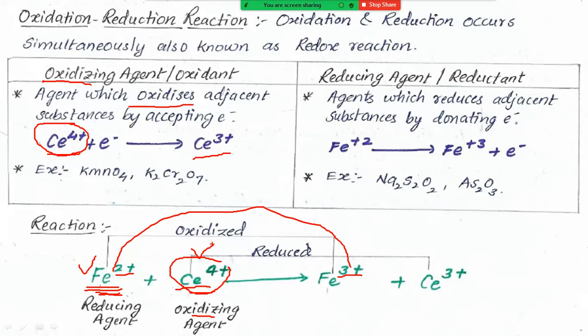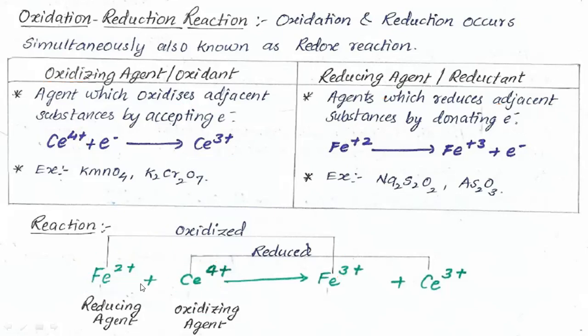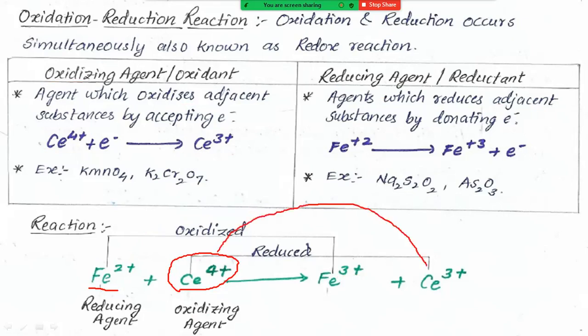In the same way, what is a reducing agent? A reducing agent reduces the adjacent compound, but the reducing agent itself gets oxidized. For example, here the ferrous ion is a reducing agent, which reduces the adjacent compound. What is the adjacent compound here? Here the ferric ion is the adjacent compound. So what is happening here? The ferric ion gets converted into ferrous ion.